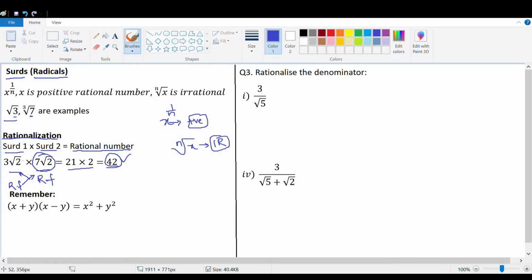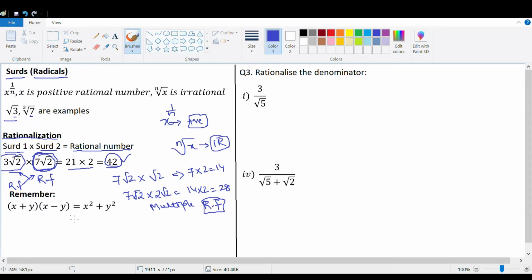Now you may realize there could be multiple rationalizing factors. For example, 7 root 2, if I multiply with root 2, will also give me 7 into 2, which is 14. I could multiply 7 root 2 with, let's say, 2 root 2. It will give me 14 into 2, which is 28. So you could have multiple rationalizing factors, but we usually work with the smallest rationalizing factor, which in this case would be root 2 for this term. Similarly, it will be root 2 for this term.